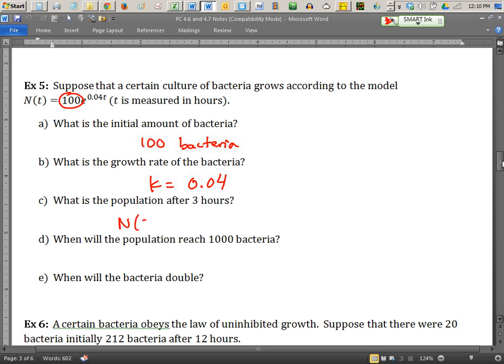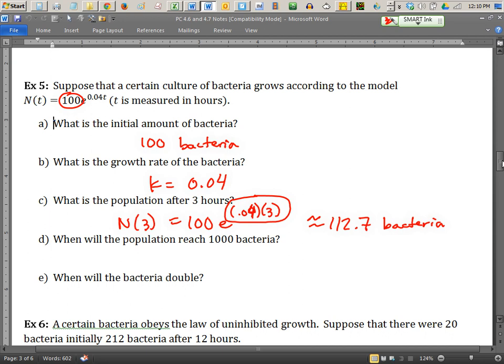So that one you'll need a calculator. You're going to literally type 100 times e to the 0.04 times 3. So make sure you type this as 1 unit, like it's a single quantity. I got 112.7 bacteria, but you can't have 0.7 of a bacteria, so I figured the 113th bacterium hadn't formed yet. So I interpreted this to mean 112 bacteria. I don't think you can have half a bacteria, so I'm just going to go with 112.